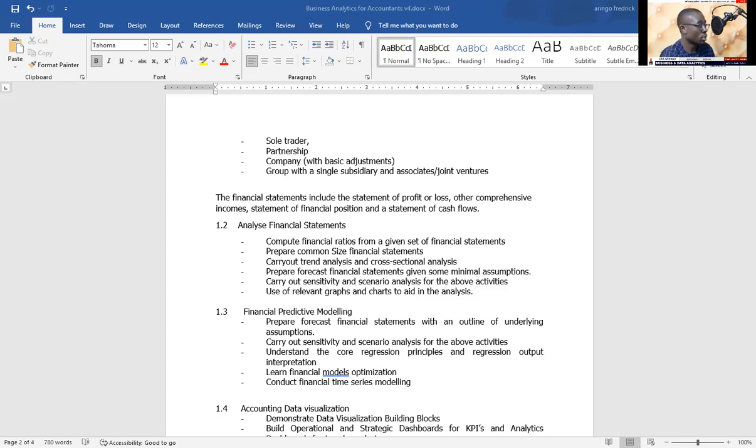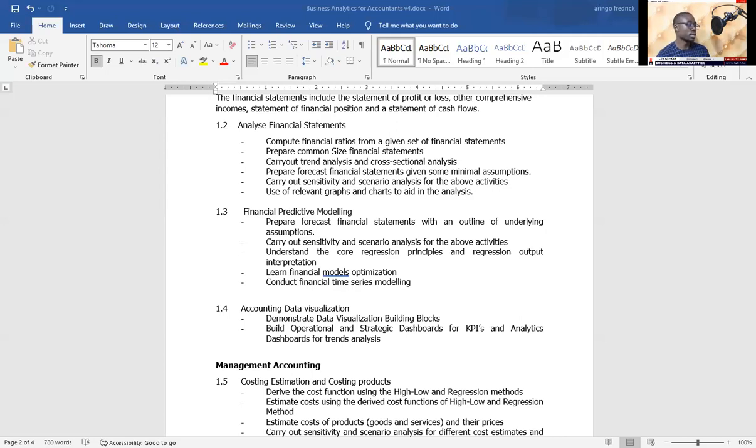You're talking of the accounting data analytics, which in this case will be very important for us. So you'll find that at this point, whenever we're talking about carrying out sensitivity and scenario analysis for certain activities, it will be very key to understand some of the key items like data architecture, and linear regression. At this point, you're going to apply your knowledge of a bit of SQL and maybe text analysis.